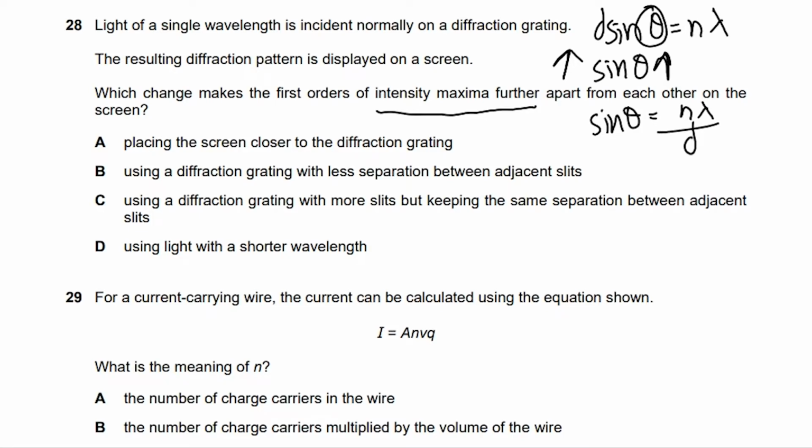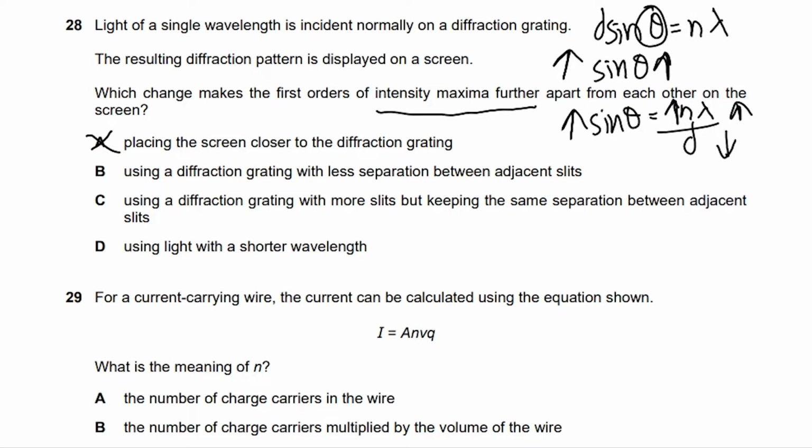Okay. For the value of sine theta to be greater, either n must be greater. N is the order of maximum. Lambda is the wavelength. Either n must be greater, or lambda must be greater, or d must be smaller. D is the distance between adjacent slits, or the grating spacing. Okay. Now let's check the options. A, placing the screen closer to the diffraction grating. No, it can't be the right answer because there is no mention of the screen distance in this formula.